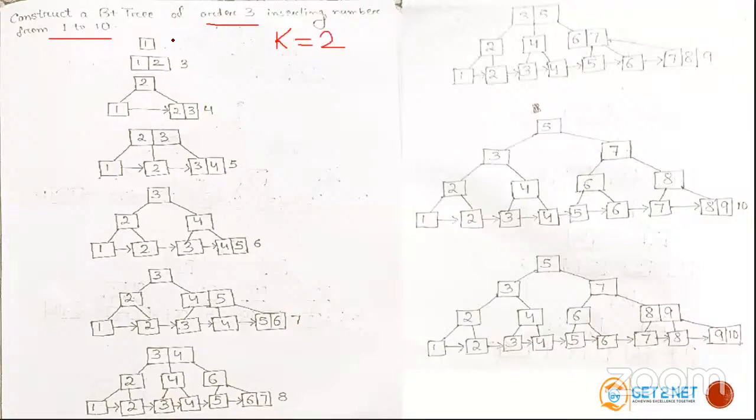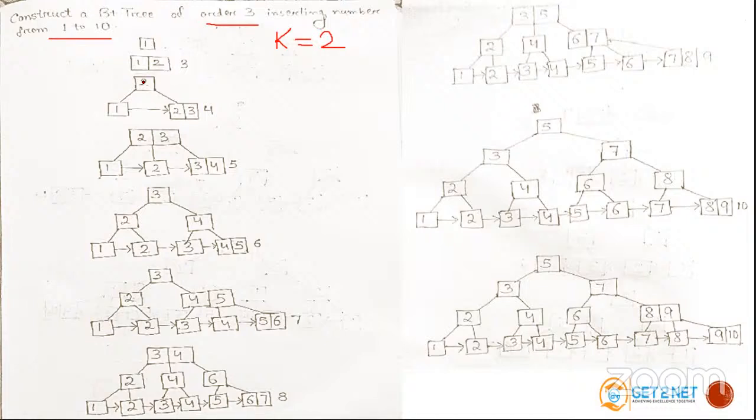So I have inserted 1 first. Then I will insert 2. It's easy because my key is 2, I can keep 2 values. Easily kept 2 values. Then I will insert 3. But 3 cannot be inserted because it would exceed the key limit.